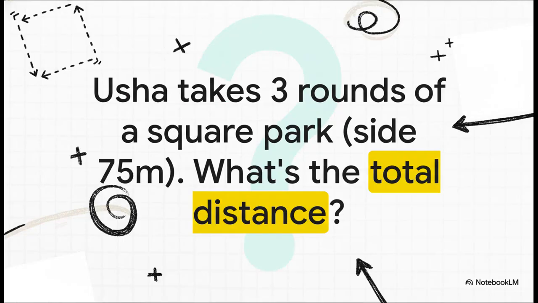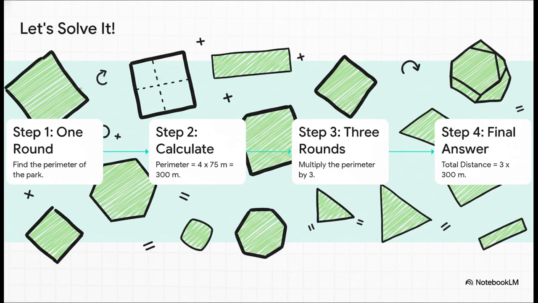Let's try a typical exam question together. So Usha takes 3 rounds of a square park. We know the side of the park is 75 meters. The question is, what's the total distance she traveled? How would we solve this? Let's break it down step by step. First, we need to find the distance of just one round. And what is that? Yep, it's the perimeter.